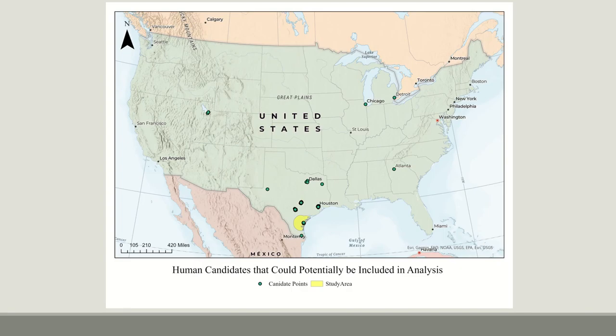After all of the points were sorted out, this is a map of the United States with respondents that we found to be humans. These are not necessarily all of the responses that will be used in the later analysis. However, it is at least able to see who is within the survey area and who is not. The survey area is marked in yellow.